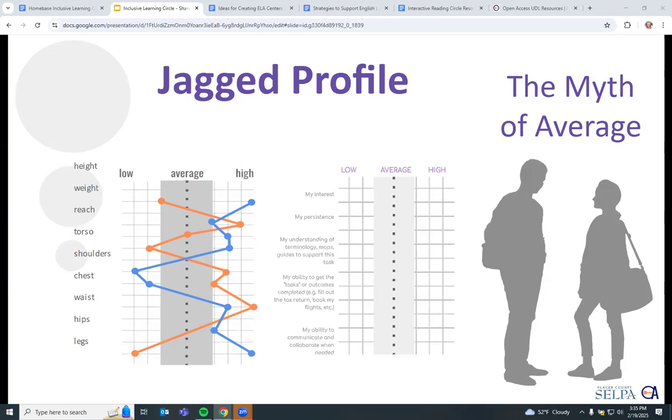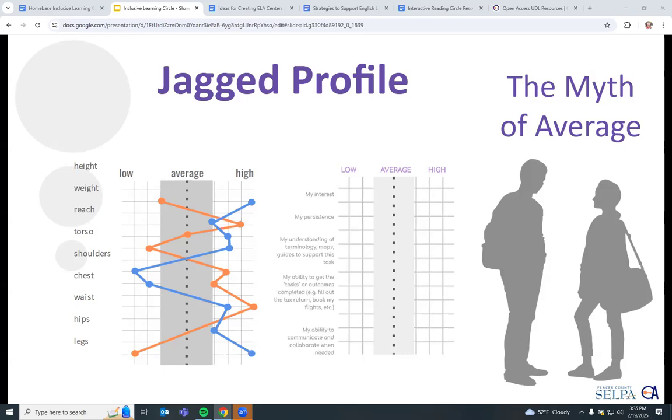They're going to be completely jagged, right? So we can use a jagged profile to think about ourselves in different situations. As you might imagine, in different situations, our interests are going to look different. Our persistence is going to be different. Our knowledge or our ability is going to vary depending on what the task is. And the same goes for our students in different subjects.